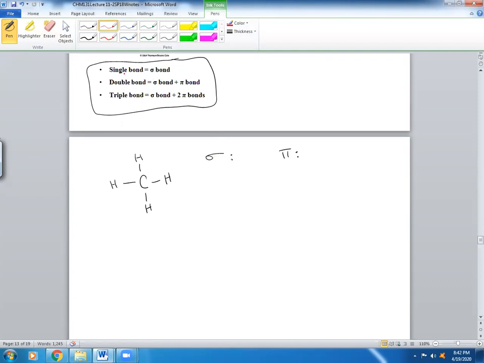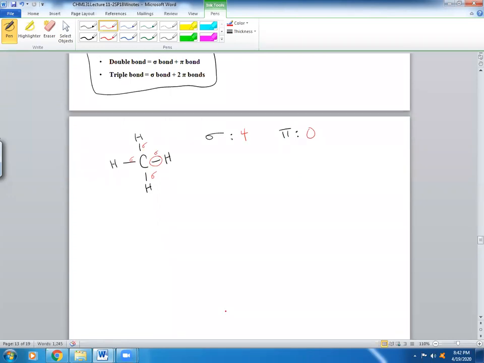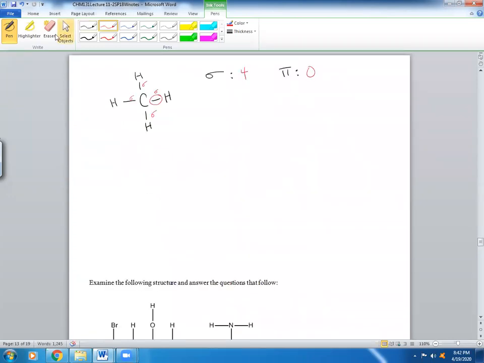By definition, a single bond is only a sigma bond. So you have, here's a sigma, here's a sigma, here's a sigma, and there's a sigma. So you have 4. Okay. Do we have any pi bonds? Nope. We don't have any double bonds or triple bonds. So we have 0 pi bonds.